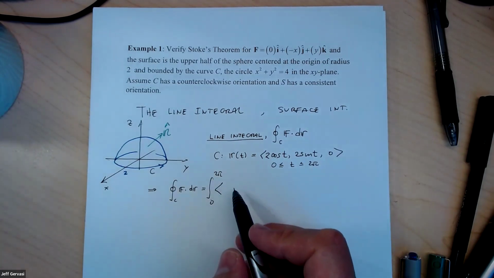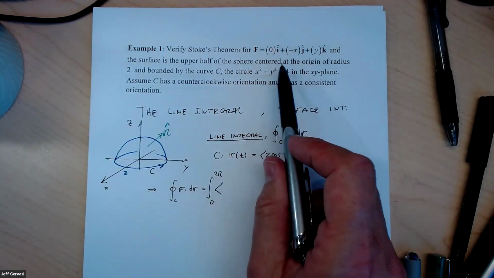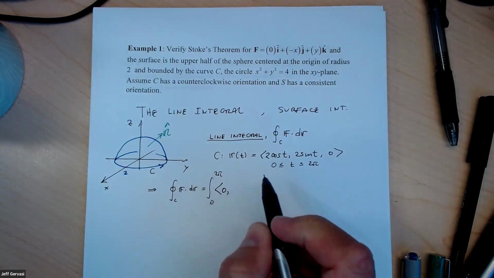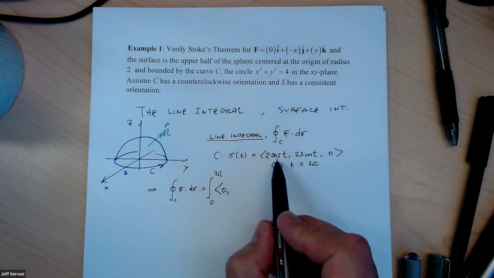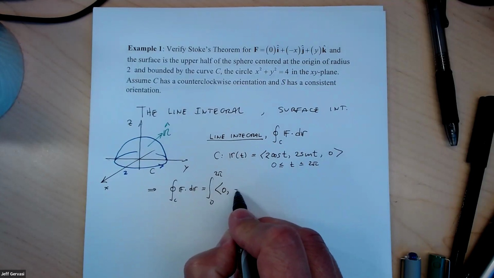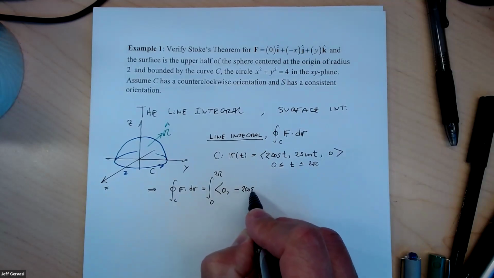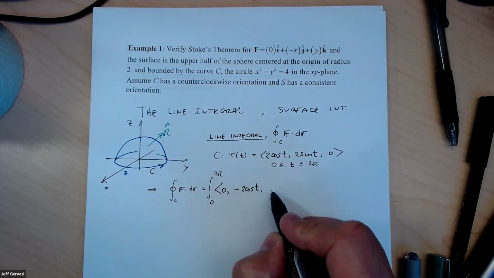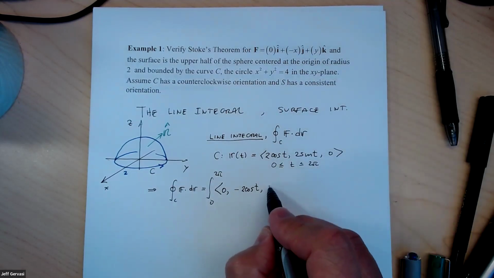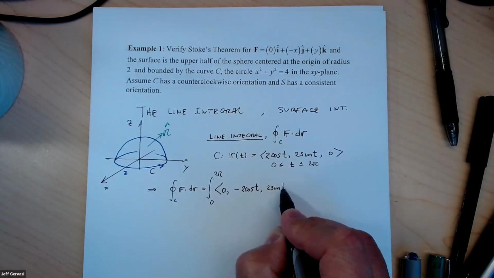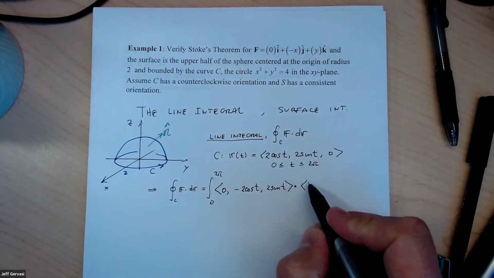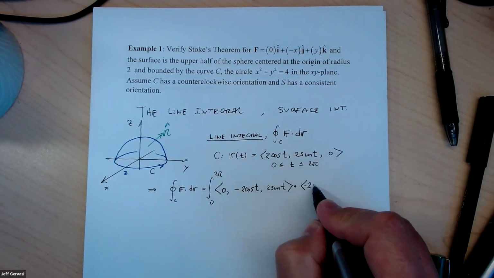Now we have to put the vector F in its parametric form. Here's F right here. Switch out the letter x for 2 cosine t. Watch that minus sign now. There's a minus right there. Switch out the third component for y, which is 2 sine t. Of course, we'll dot that with dr. Well, here's r right here.